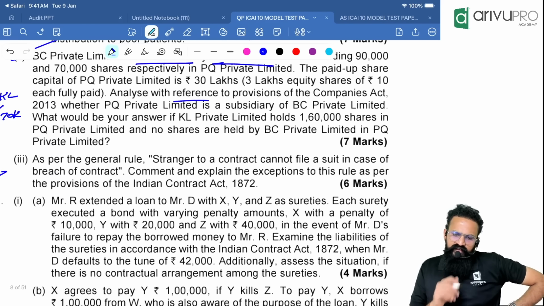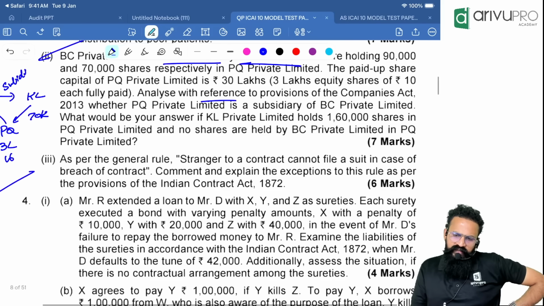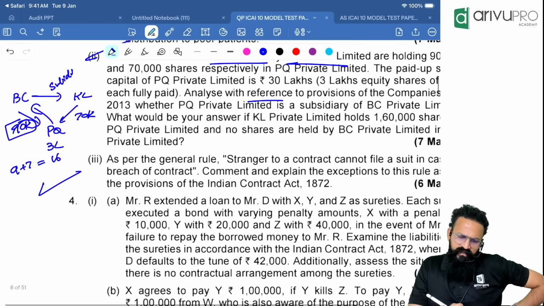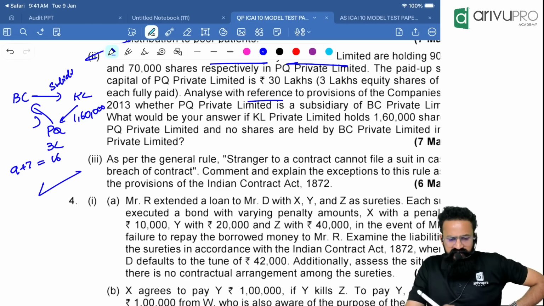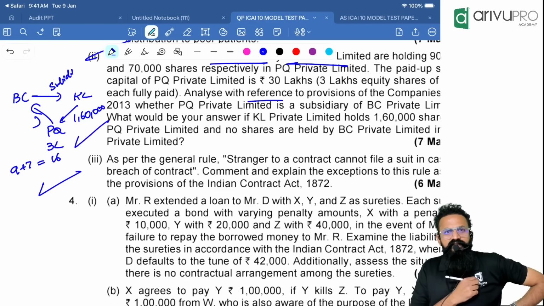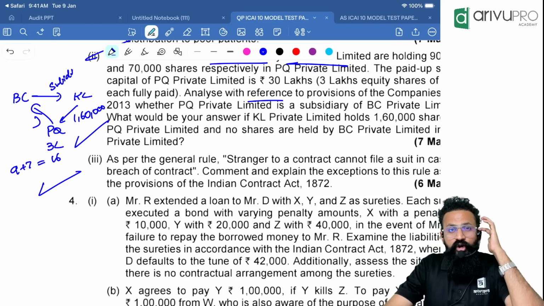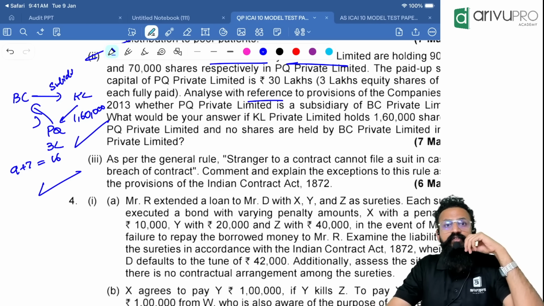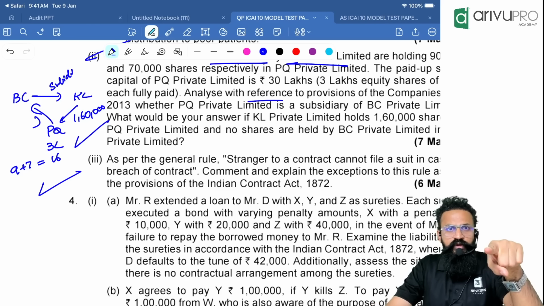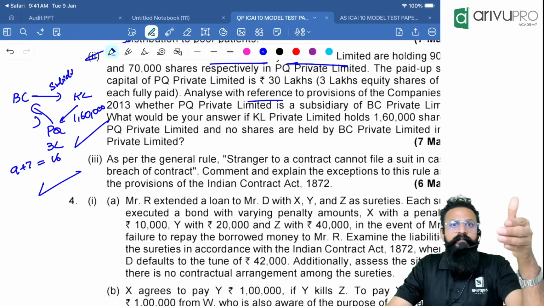What would be your answer if KL Private Limited holds 1,60,000 shares in PQ? Let us imagine not 90, not 70. They are telling 1,60,000 is directly held by KL only. Even this is also a subsidiary company. Why? What is a subsidiary company? A company in which the holding company alone or together with its subsidiaries holds more than one half the total voting power, or it is a deemed subsidiary company.